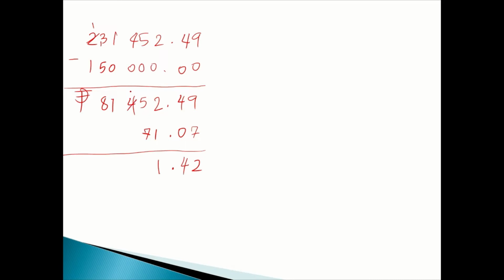Therefore, this left portion will become 3 and 5 will become 15. 15 minus 7, that's 8. Then 3 minus 0 is 3. You bring down the following numbers since we don't have a value now here. It's already 0, 0, 0. And we are ready to say that the remaining balance of our savings account will be 81,381.42 pesos. That's the answer for the second problem. Now let's move on.